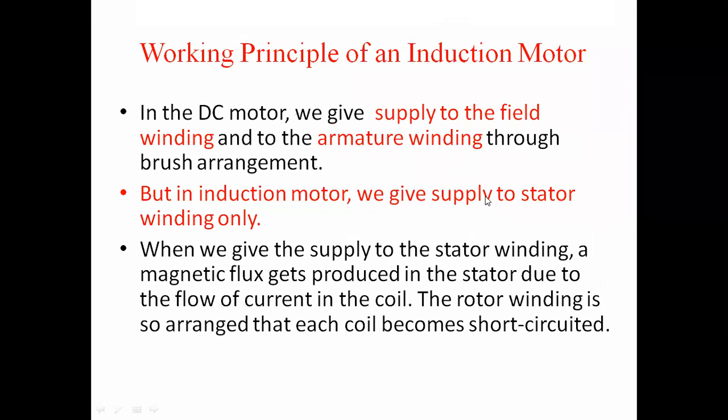Okay, so in the DC motor we have only the field winding as well as armature winding, but in induction motor we should give supply to the stator winding only. Okay, now as I mentioned, when we give the supply to the stator winding, a magnetic flux gets produced in the stator due to the flow of current in the coil. The rotor winding is so arranged that each coil becomes short circuited.